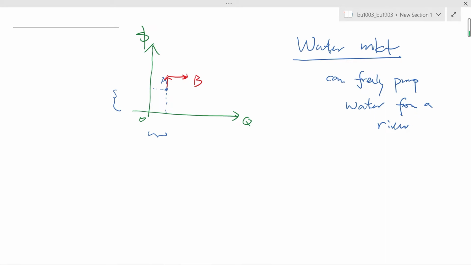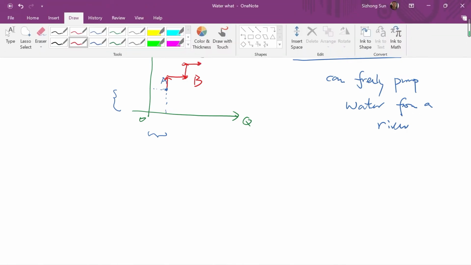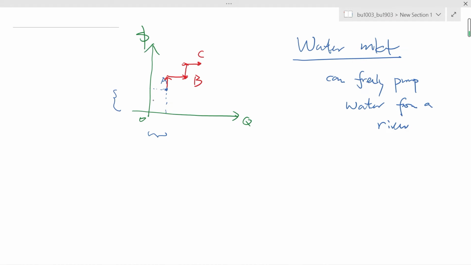Similarly, if there's one more price increase, firms will continue to pump more water out of the rivers. So we have point C. Link all these points together so we get a supply curve. So this is the supply curve, the supply of water in the market.